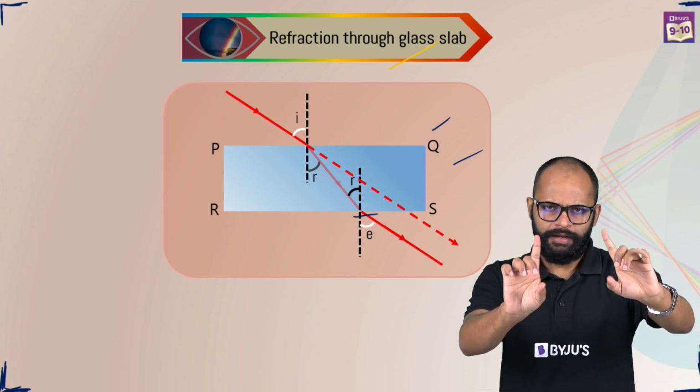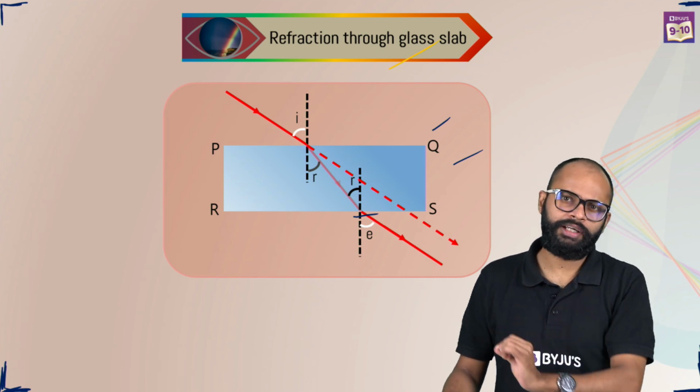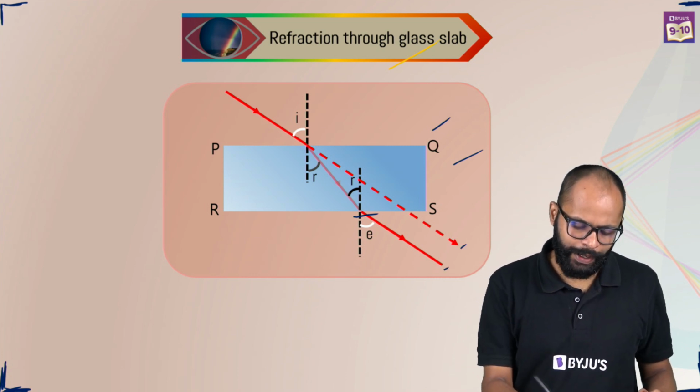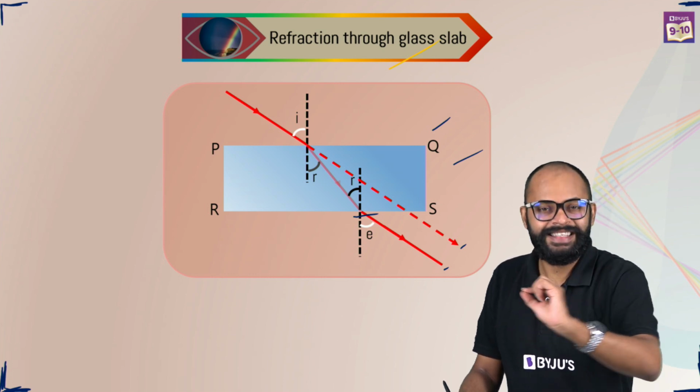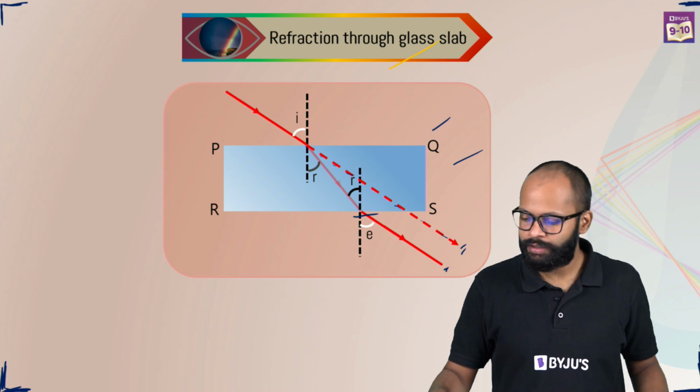Getting this, right? Fine. So that's why the ray which emerged from the glass slab was actually parallel to the traced incident ray. If I trace the incident ray, you can see both of them are parallel. What is the angle between them?